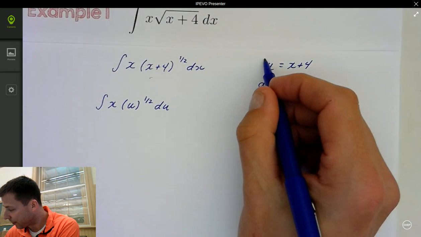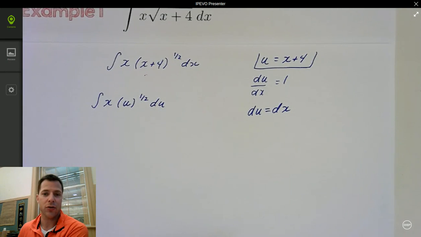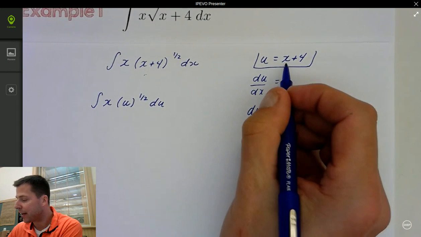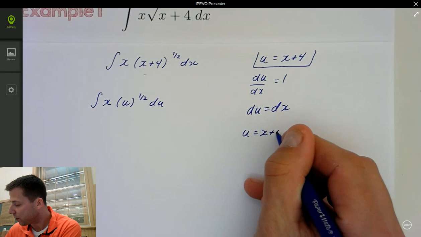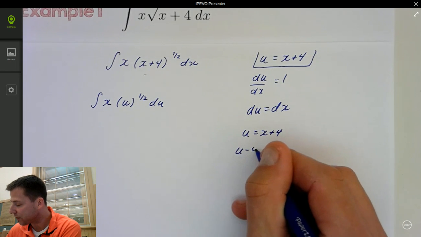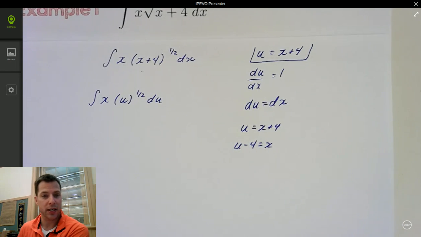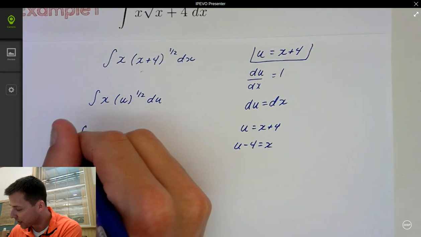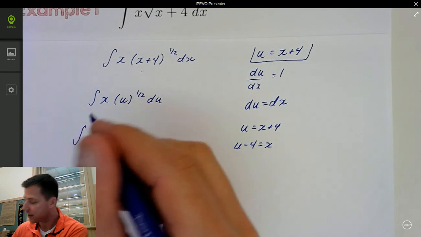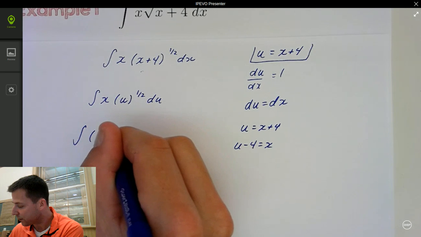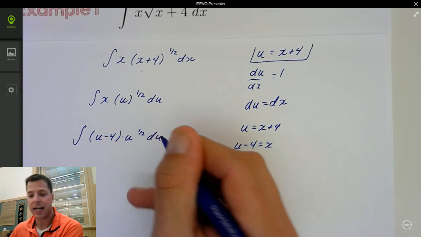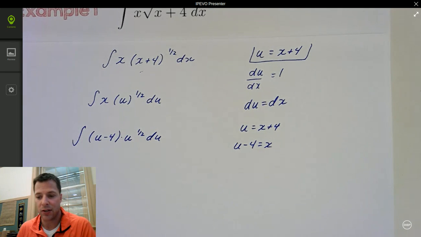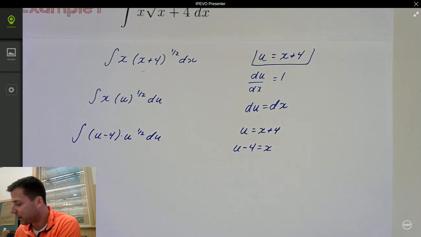Okay, so look back up here. You know that fact. You know you have u in terms of x. Why not make x in terms of u? So if you have u equals x plus 4, we know that u minus 4 equals x. And there's the key here. Watch, we're going to substitute and get rid of that x. We're going to put that as u minus 4. And that's going to be times u to the 1/2 du, and now we have an integrand that's in one variable, and that's exactly what we want.